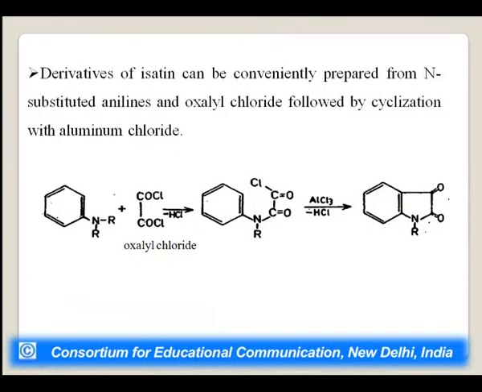Derivatives of isatin can be conveniently prepared from N-substituted anilines. Here you can see the structure of N-substituted anilines. The two hydrogen atoms get substituted by two R groups, and oxalyl chloride, followed by cyclization with aluminum chloride. So, this is the oxalyl chloride. First of all, this kind of substituted product will form, and when it reacts with aluminum chloride, it will give you this kind of substituted isatin.